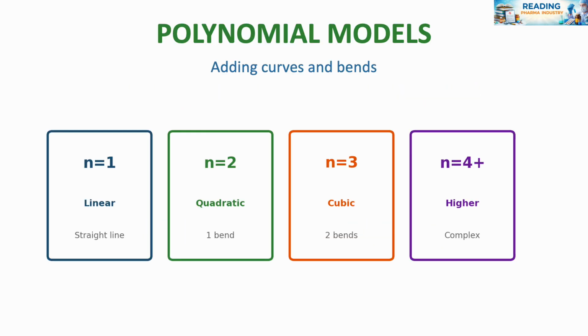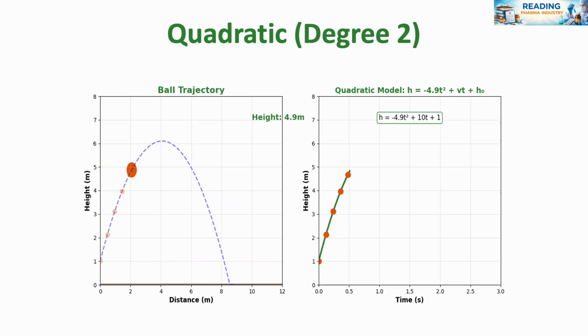When your data curves, you need a polynomial model. These add curves and bends by including terms with x squared, x cubed, and so on. The simplest polynomial is the quadratic, that is degree 2. It creates a parabola shape.